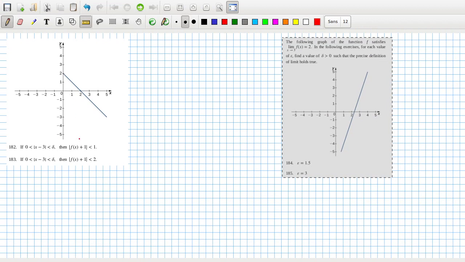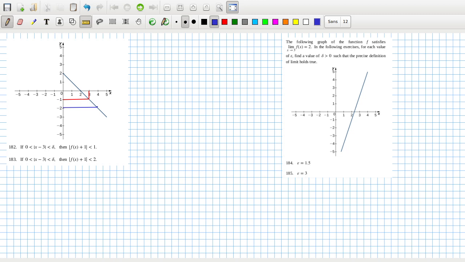So we want limit at 3 is minus 1. So let me just put that in. Okay, and we want to be f(x) minus minus 1. Oh yeah, sorry, 3, yeah. So we want to be within 3 so that we're not more than one away from the limit, okay?